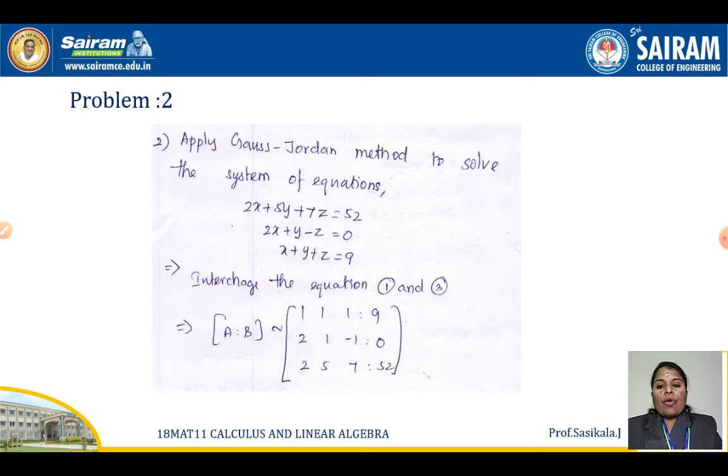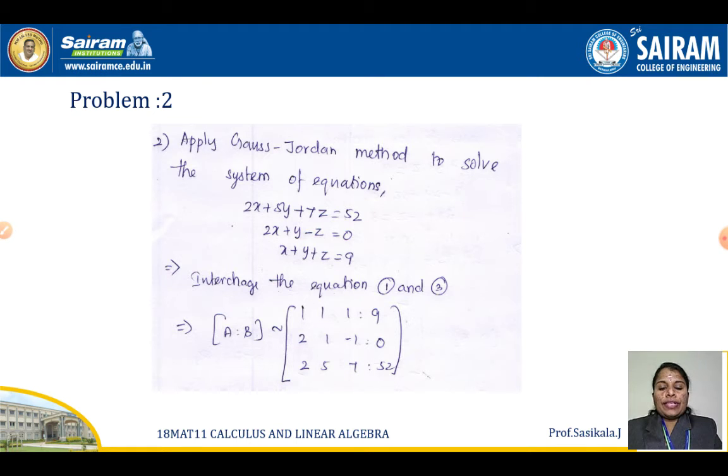Okay. So now we are going with one more example to understand the Gauss-Jordan method. Okay. So apply the Gauss-Jordan method to solve the system of equations which is 2x plus 5y plus 7z equal to 52, and 2x plus y minus z equal to 0, x plus y plus z equal to 9.